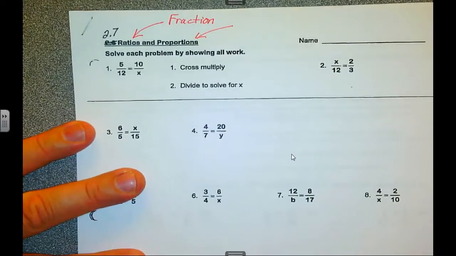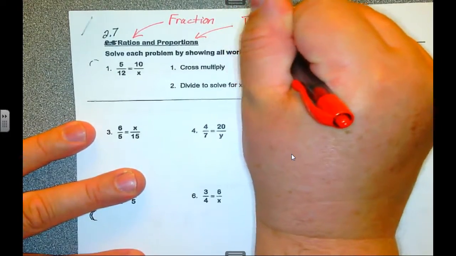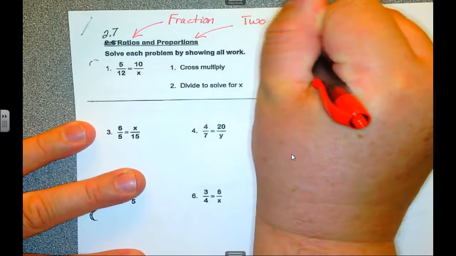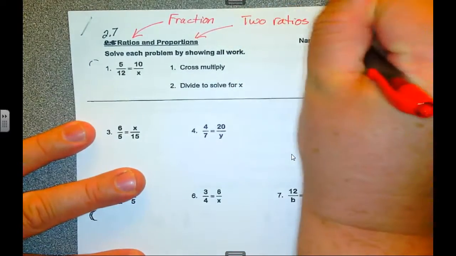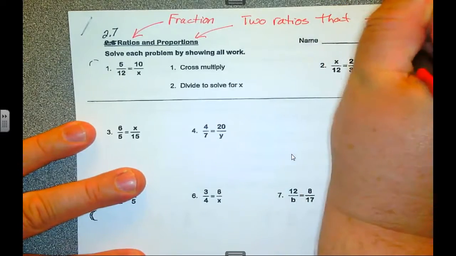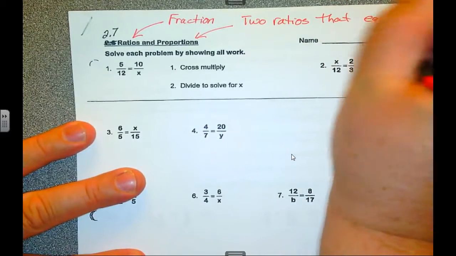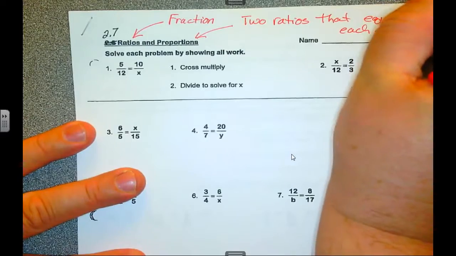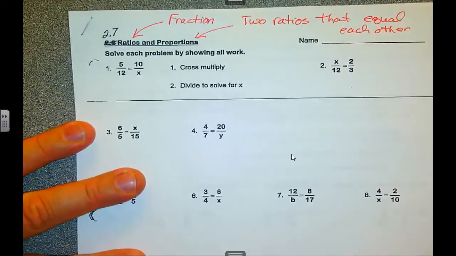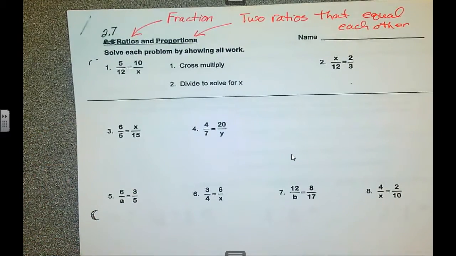All right, proportions are two ratios equaling each other. For example, number 1, I have 5 over 12, which is a ratio, equals 10 over x, which is another ratio. I have a ratio equal to a ratio, so it's a proportion.